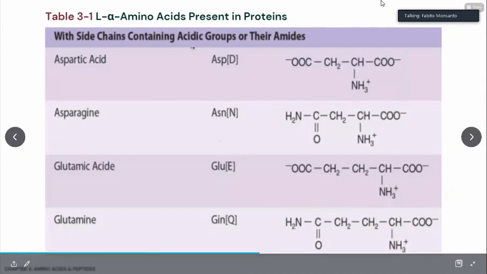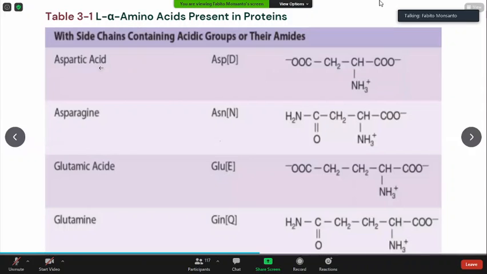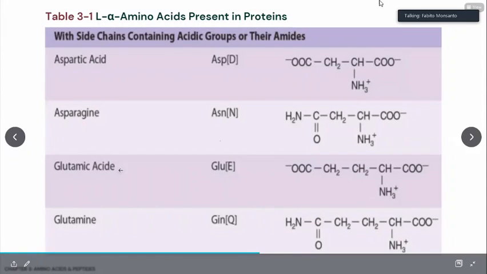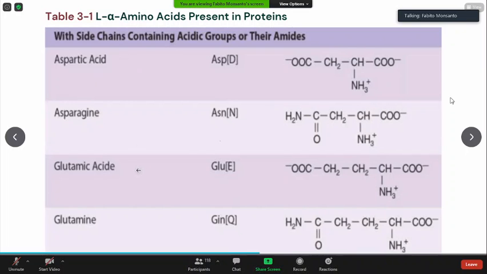Amino acids containing acid groups or their amides. Now, aspartic acid and glutamic acid contain a carboxyl group here. There are two carboxyl groups already here, so that means they tend to be acidic. So you have aspartic acid and glutamic acid.